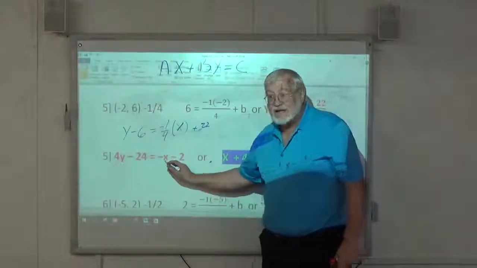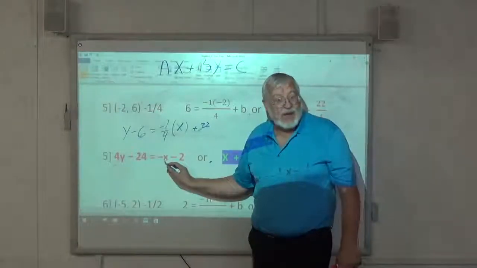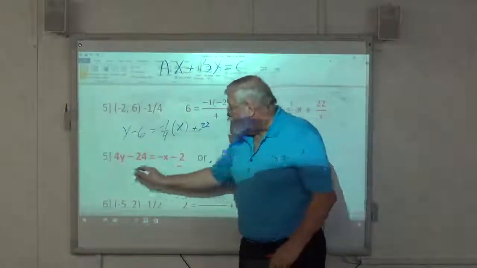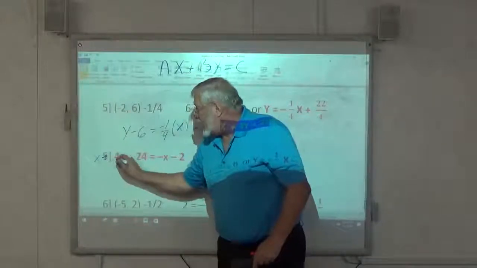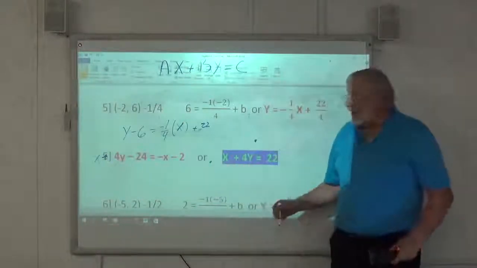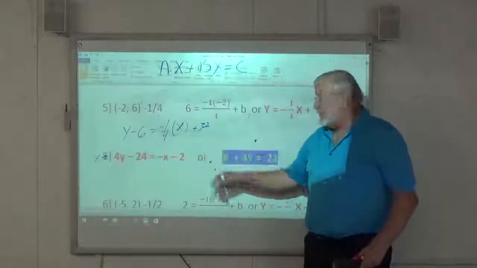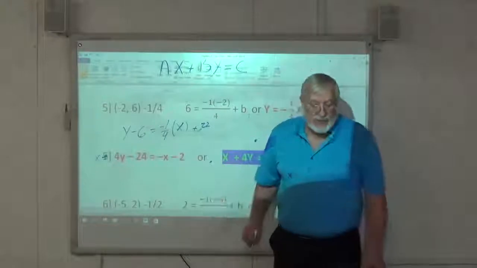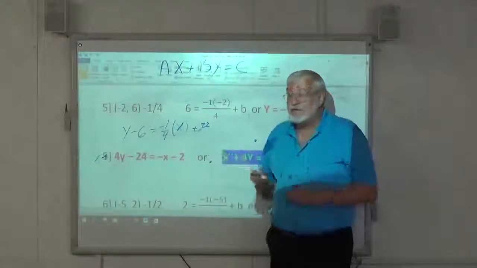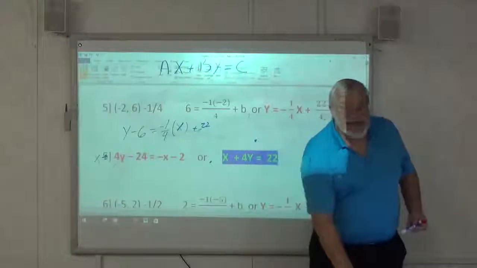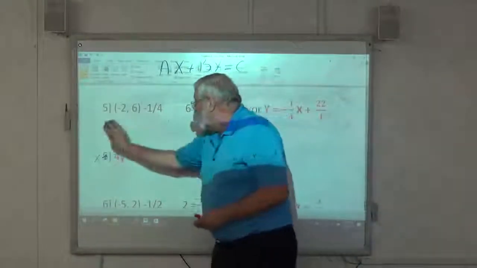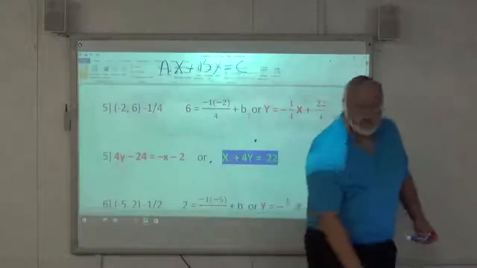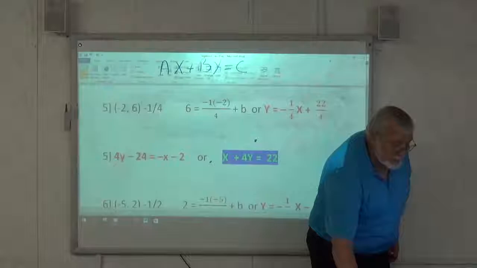Now, in this case, I have the negative x. The x is supposed to be positive. How do I make this positive? Send it to the other side. So when I do that, I end up with x plus 4y. And I'm done as soon as I move the 24 to the other side. And I add 24, and that 24 minus 2 will end up being 22. Okay? So if the x is negative, because the slope is negative, you only have to move one variable term.